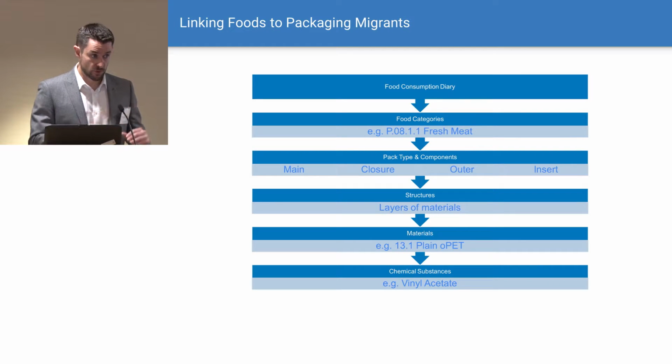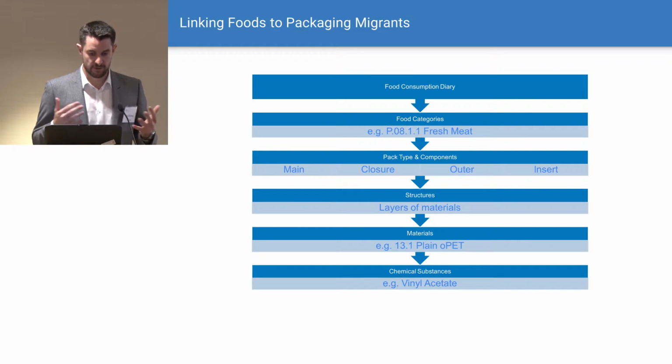Then for those components, we need to know what the structure of them is. So packaging is usually a multi-layer structure, sometimes they're monolayers, but we need to know what the composition is. We need to know the composition of those materials, and then you need to know the level of the chemical substance in those materials. Having all those different inputs then means you can link the substance to a given food consumption event. And the data was gathered to do this. So it can be done, and we did it. It nearly killed me, but we did it.